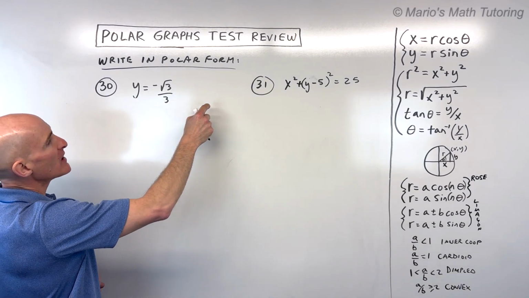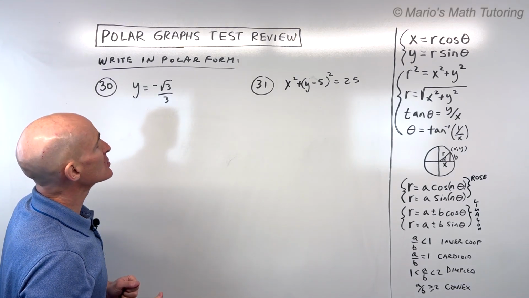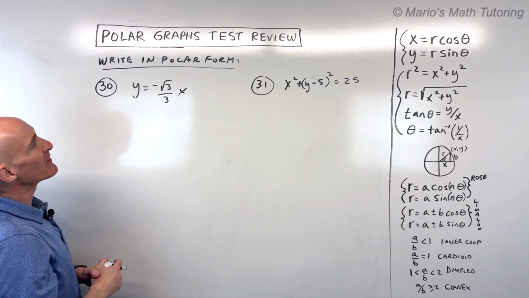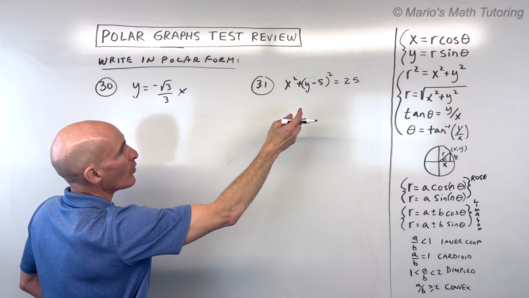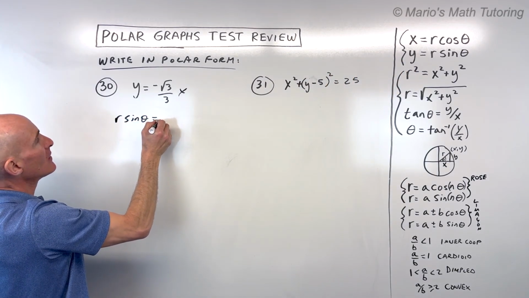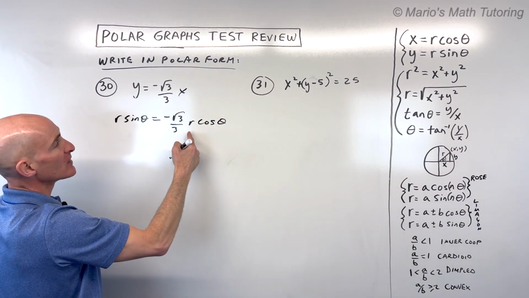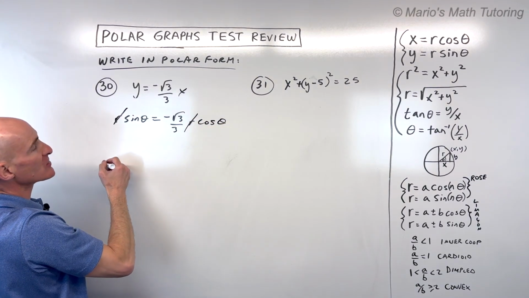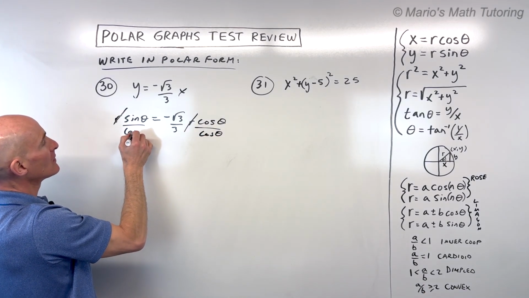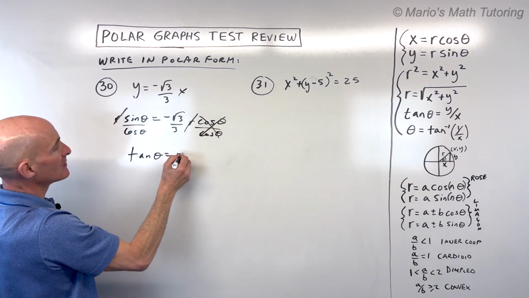We want to write these equations in polar form. So this is in the rectangular or xy form. And so what we can do here is replace y and x with what y and x equal. We have y is equal to r sine theta, and x is equal to r cosine theta. We can divide both sides by r, cancel those out, and we can divide both sides by cosine theta, which gives us sine over cosine, which is the tangent of theta.